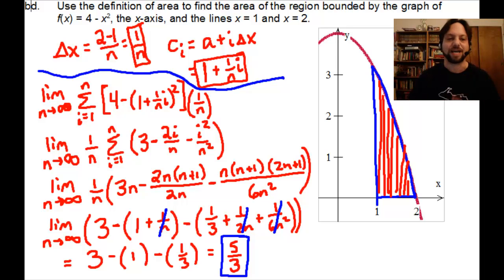We had to find delta x, we had to find c sub I, run it through our equation, do a lot of math, which quite honestly, I didn't show you all the math, but you should be able to do that yourself. And we get down to a result at the end.